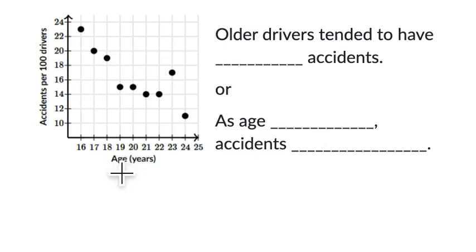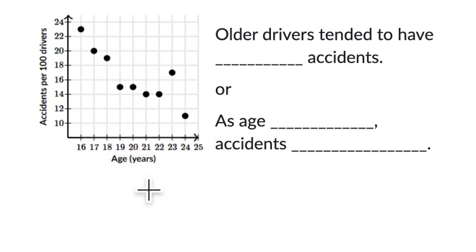This graph displays the relationship between the age of drivers and the number of accidents they have. Age is on the x-axis, and the number of accidents per 100 drivers is on the y-axis. Also, notice that this study only looks at relatively young drivers.